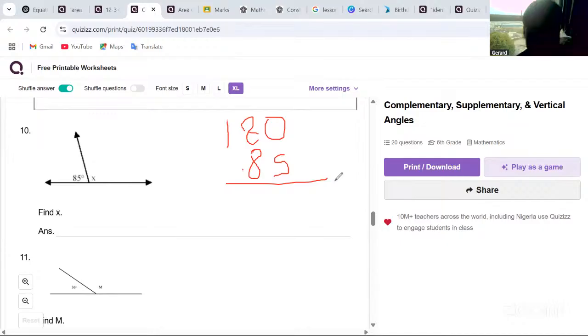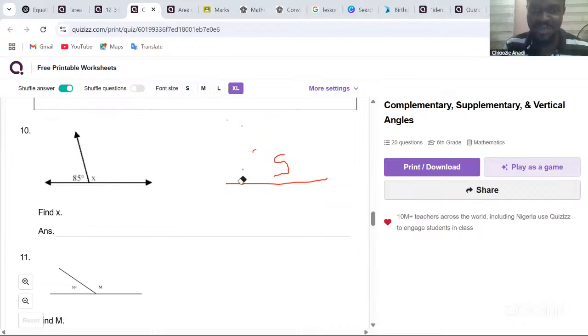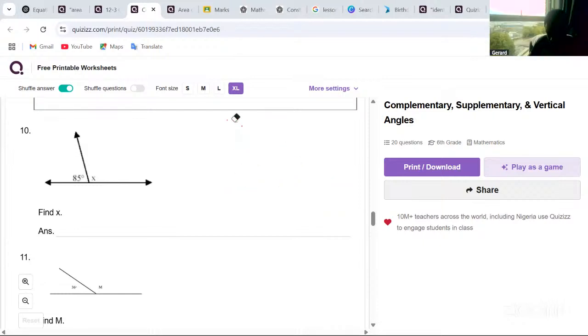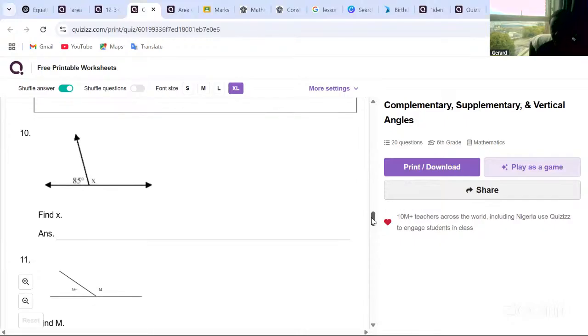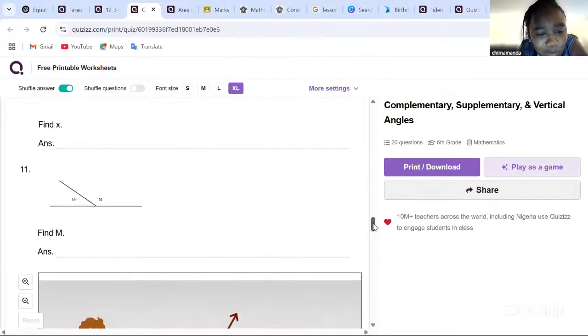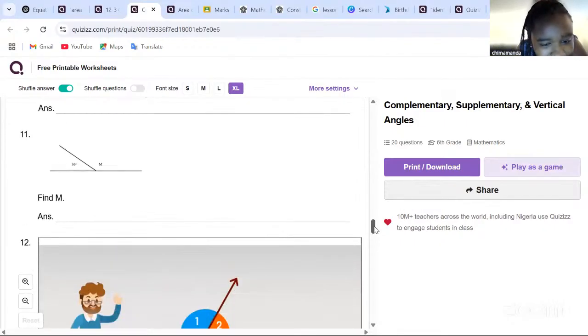Okay. I'm happy that you guys understand what the concept is. It's just that maybe you didn't see the question very well. You don't need to rush when it comes to mathematics. You're always looking for something. Let's go to the next question, question 11. What is your answer for question 11?